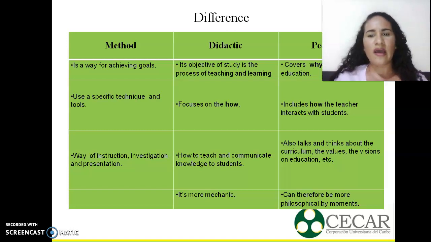It also talks and thinks about the curriculum, the values, the vision of education, etc. It can therefore be more philosophical at times.